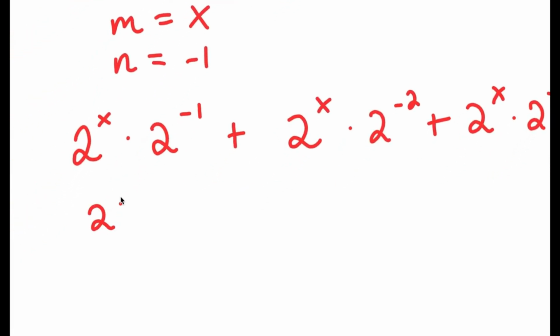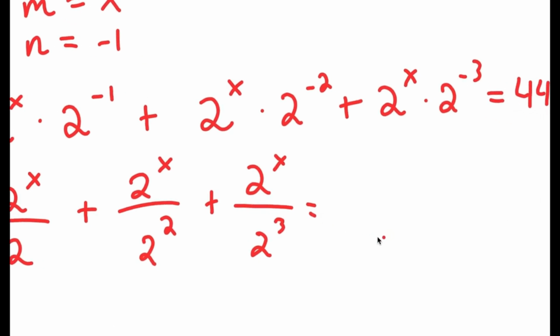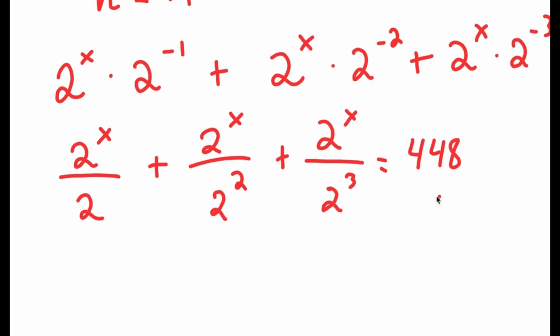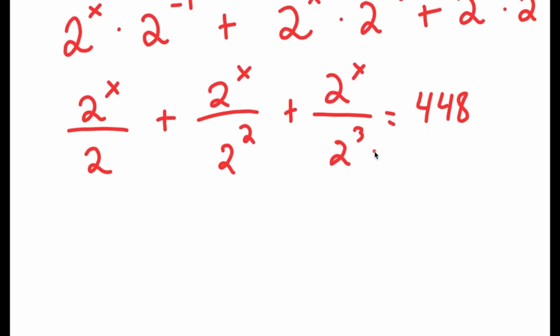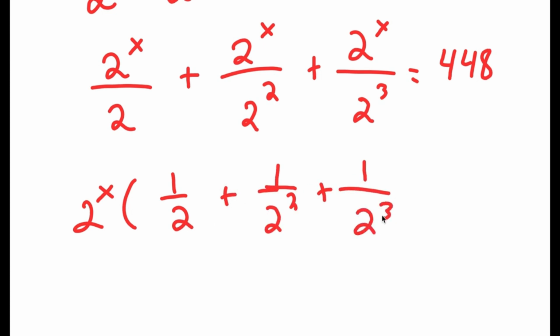Now 2 to the power of negative 1, that's the same thing as 1 over 2, which is, now if I multiply that by 2 to the power of x, I get 2 to the power of x over 2. Now I have this plus 2 to the power of x over 2 squared plus 2 to the power of x over 2 to the power of 3, and this is equal to 448. Now if I factor out 2 to the power of x, I get 2 to the power of x times 1 over 2 plus 1 over 2 squared plus 1 over 2 to the power of 3. This is equal to 448.